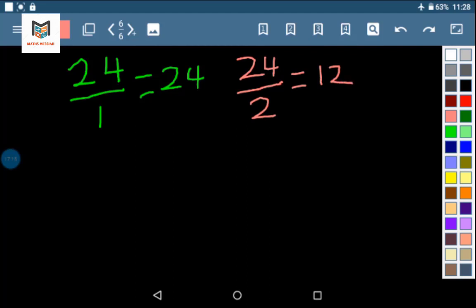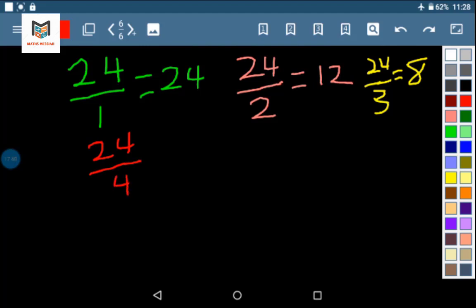The next one, 24 divided by 3 will give you what? 8. Then we can also have 24 divided by 4. That one will also be 6. We can continue.